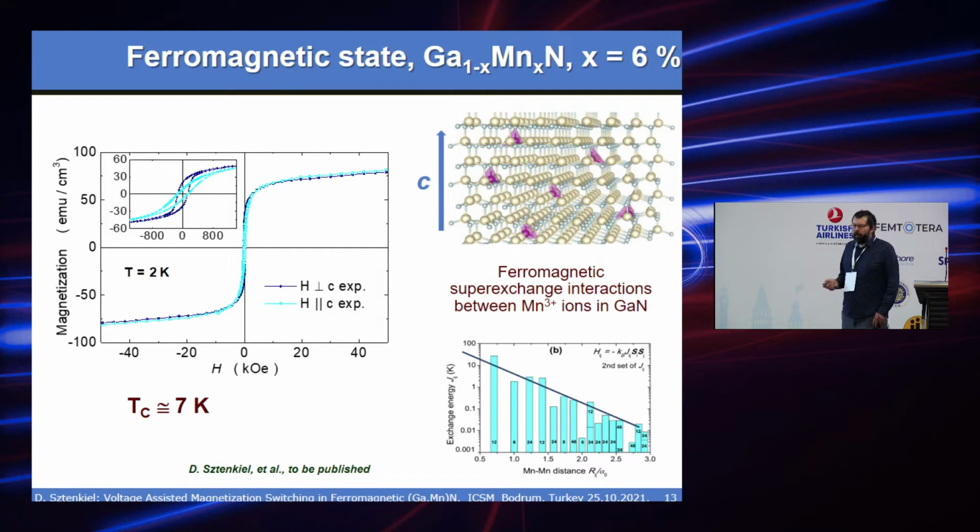So the ferromagnetism is due to the presence of ferromagnetic superexchange interaction between manganese ions. Because there is no carrier, our sample is insulating, and we assume that the strength of this interaction decays exponentially with the distance between manganese ions. Yes, this is in logarithmic scale.